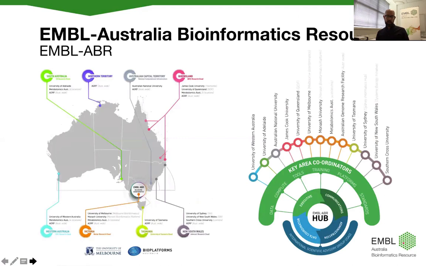EMBL-ABR is a distributed national research infrastructure, and we provide bioinformatics support to life science researchers in Australia. We're set up to maximise Australia's bioinformatics capability, and we currently have 13 nodes, which are shown here on this slide, around the country, and each of these nodes undertake or support bioinformatics activities around several key areas. This is shown on the right. So these key areas are data, compute, tools, platforms, standards, and training.